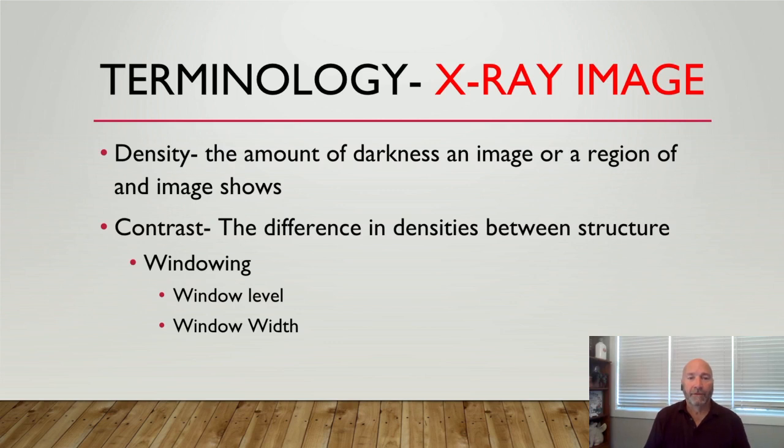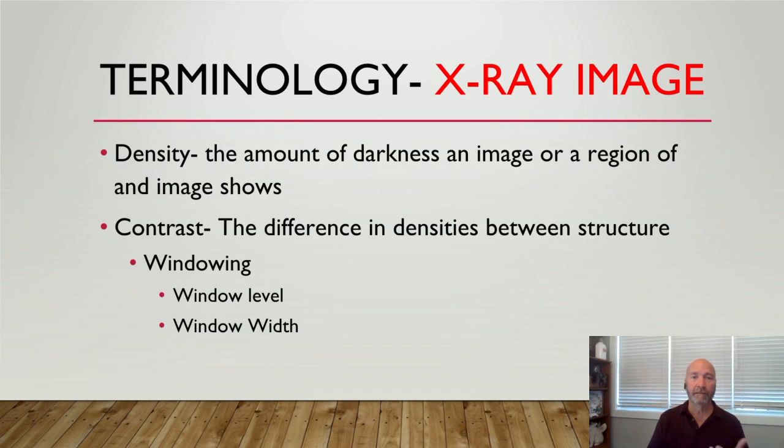So the x-ray image, we have some things as well that are a little bit confusing. Density and contrast are two of the things that we need to be able to visualize. Density refers to the amount of darkness an image displays, or at least a portion of the image, whereas contrast is the difference in those densities. The reason that we can see, let's say, bones is because they show up differently than what soft tissue or air shows up as on an x-ray.